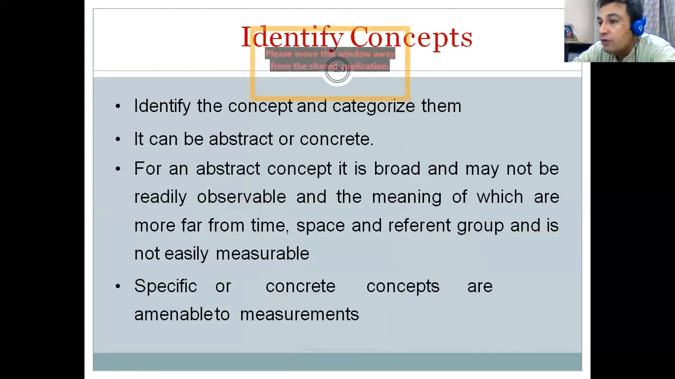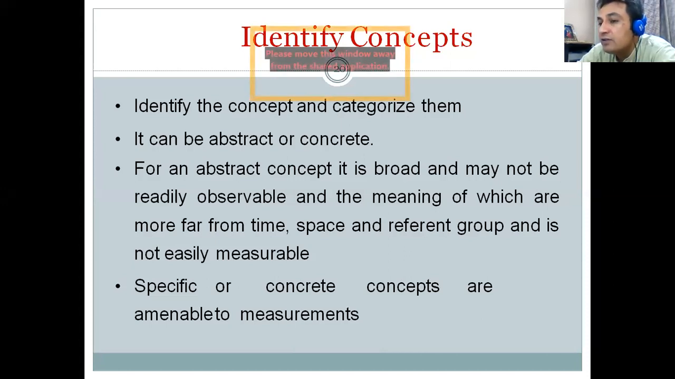First of all, we'll categorize our concepts. Categorizing concepts here means variables categorization. I will categorize them on the basis of whether they are independent or dependent, whether they are mediators or moderators, whether they are exogenous or endogenous. Then we have to see whether they are abstract or concrete. Abstract means they are vague. Concrete means they say something specific. For model development, we should try to see some concrete concepts.